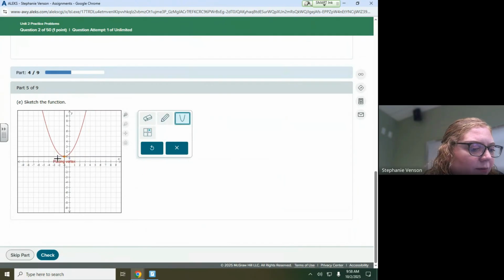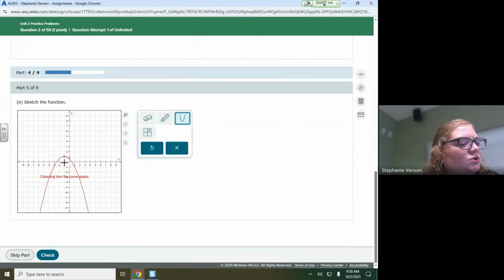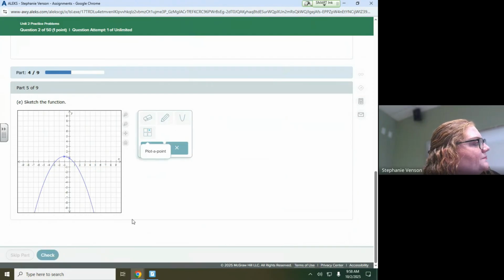Now we would click the parabola tool. We place the vertex, so we know that's the -1, 1 point. And then it says choose how the graph opens. We know it opens down, so you can click anywhere down. And then you click on the second point, and there you go.